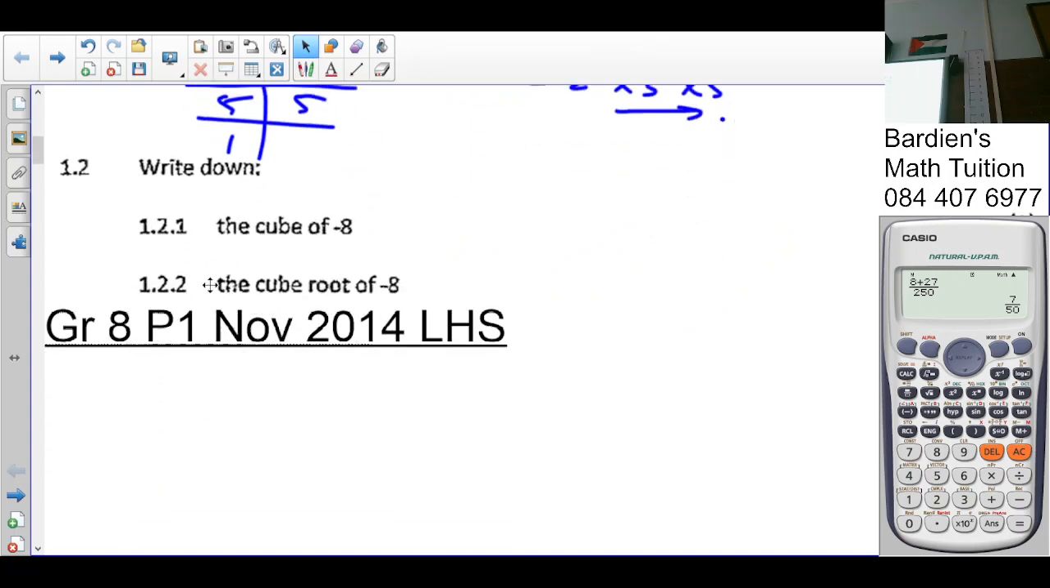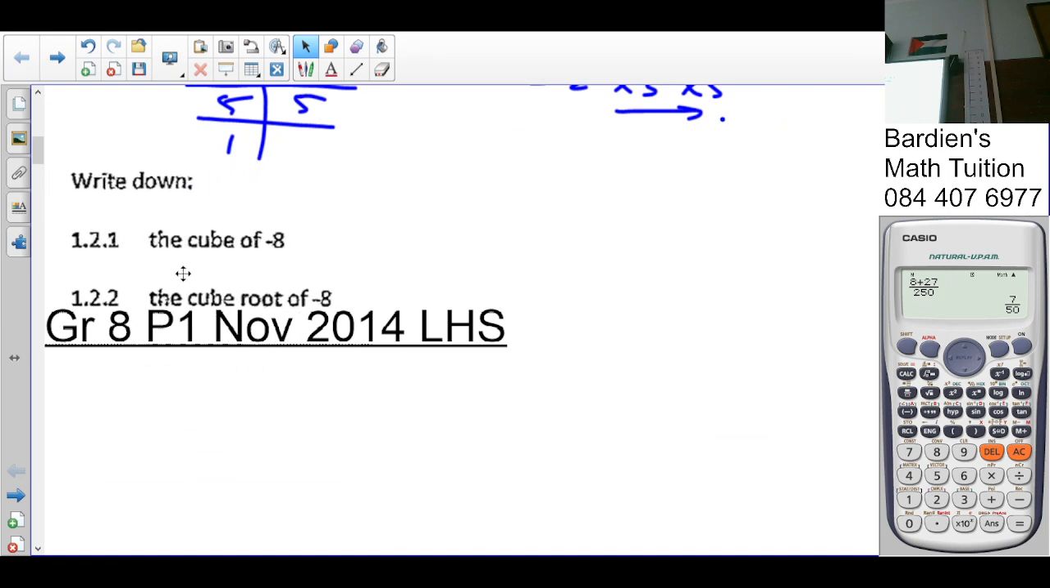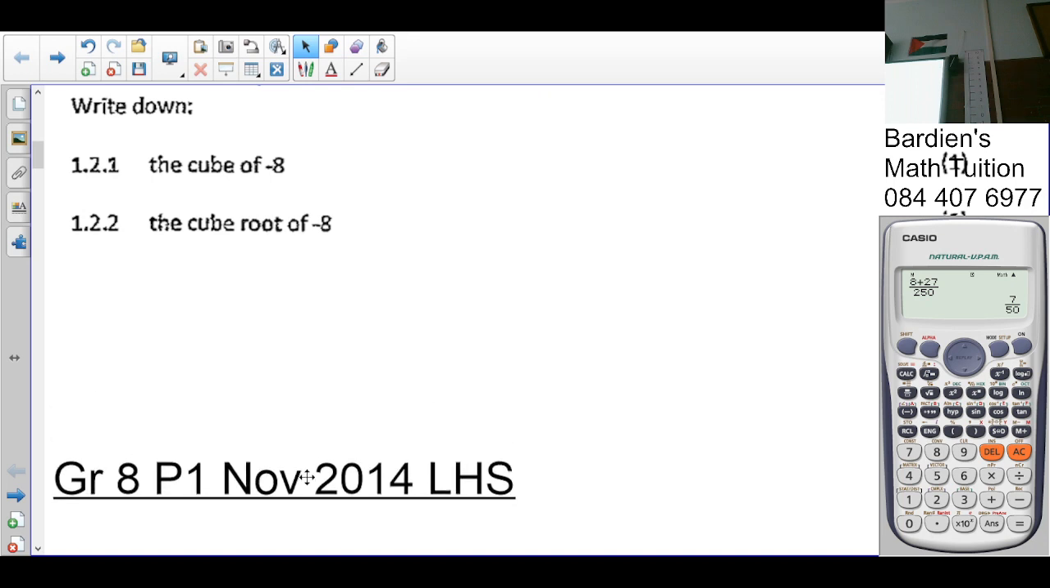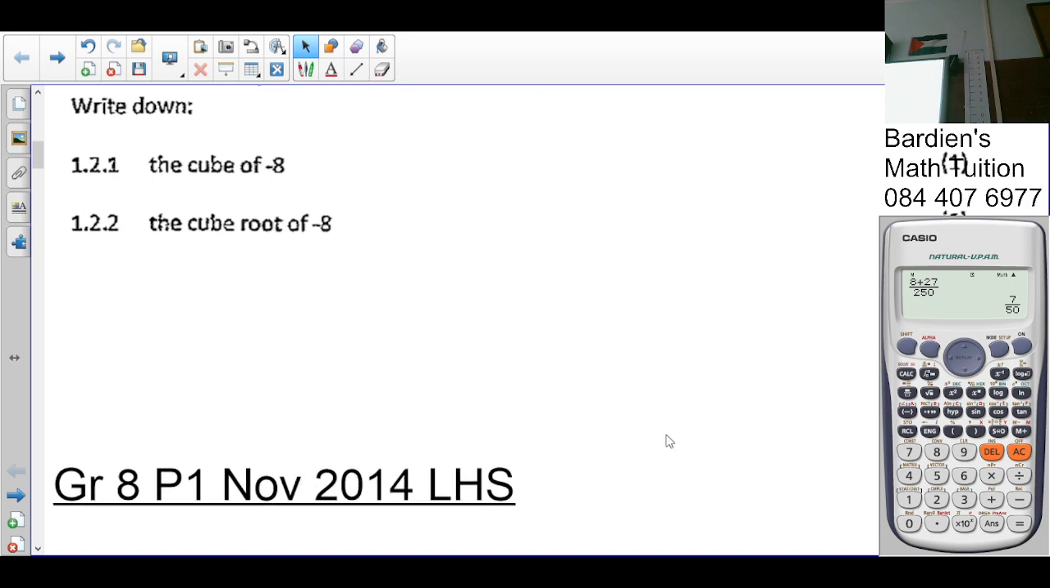The next question is 1.2.1. They ask you to write down the cube of negative 8. Did it say cube root? The cube root of negative 8 is negative 2. Okay, so it says the cube. So it's going to be negative 8 cubed. So 8 times 8 is 64 times 8 is 512. So negative 512 should be the answer.